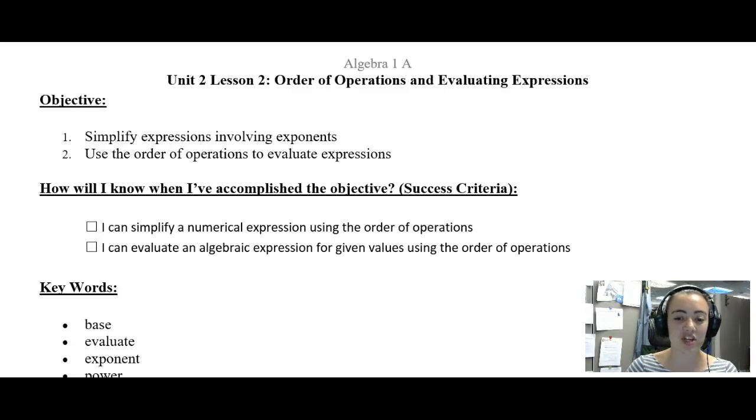So today's objective is to simplify expressions involving exponents and to use the order of operations to evaluate expressions. So how will you know when you've achieved this? What's the success criteria? Well, you'll know if you can check off, I can simplify a numerical expression using the order of operations, and I can evaluate an algebraic expression for given values using the order of operations.